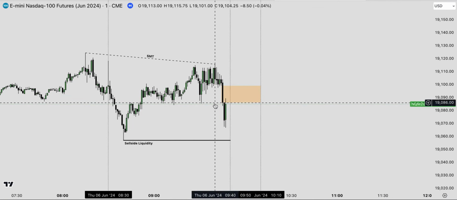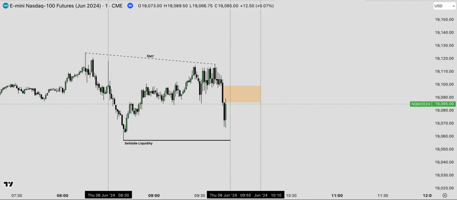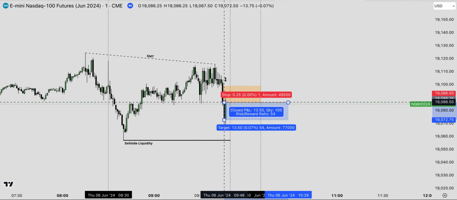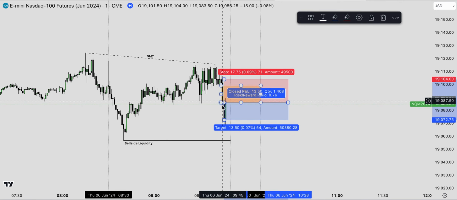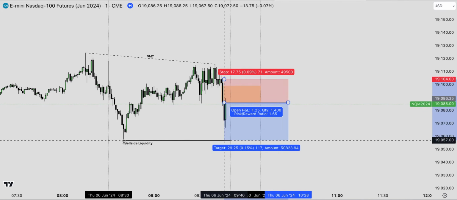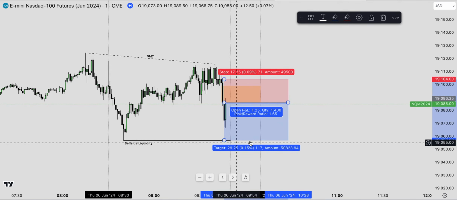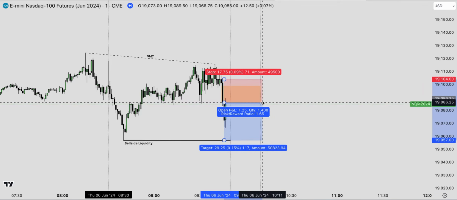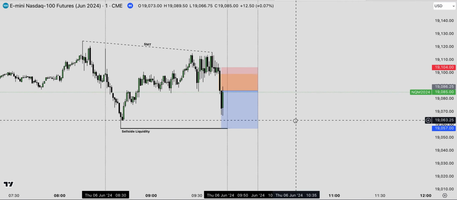All right, and there you go. You would have been tapped in short just off of that fair value gap there. In this case, I'll put my stop just above the displacement candle's high, risking around 17 handles. And our first TP would be around here to make around 30 points on this trade. So let's see how this trade plays out.